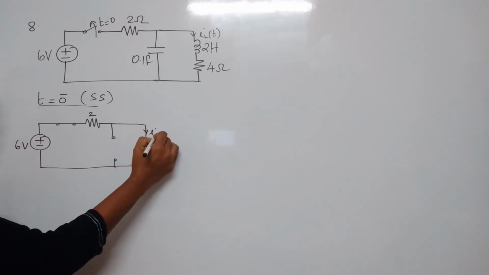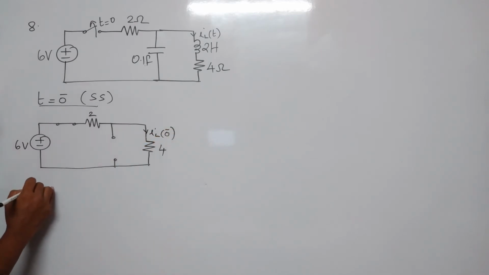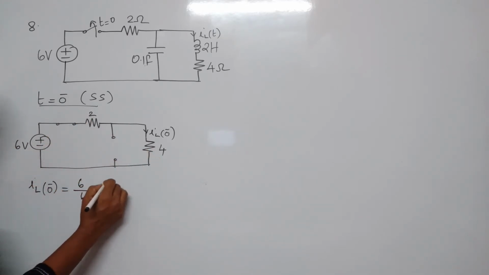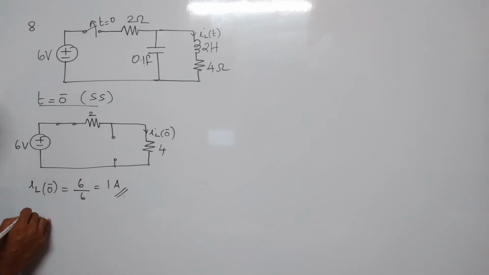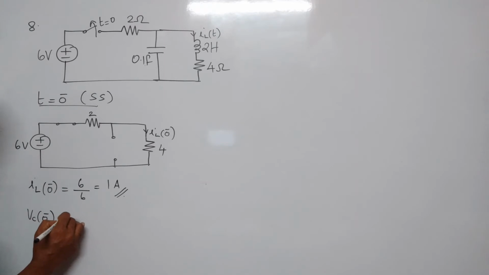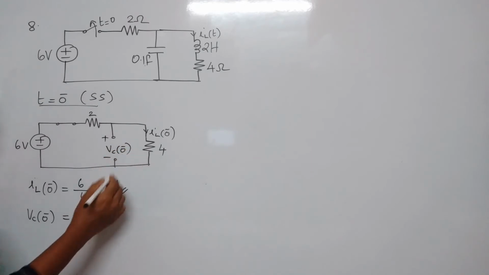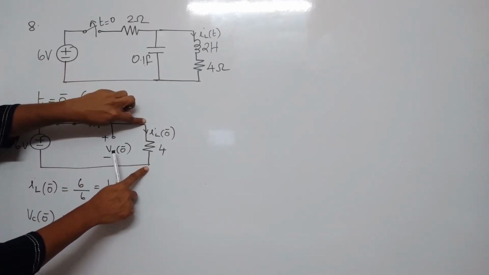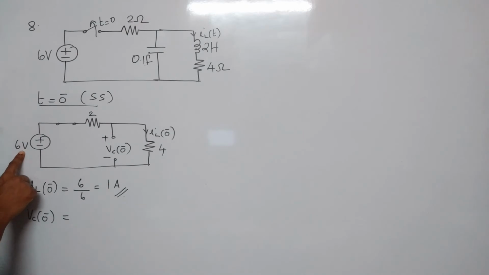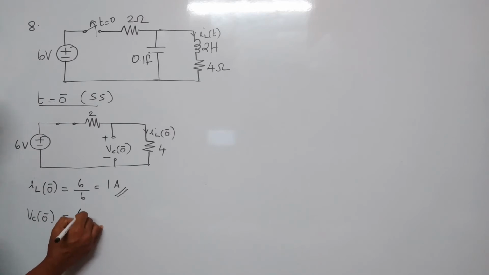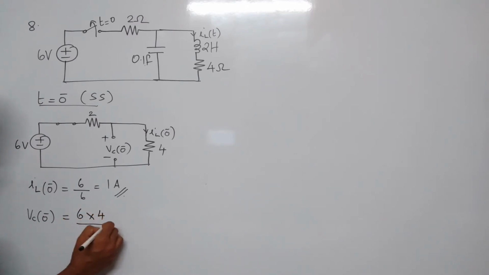So what will be IL of 0 minus? Just one loop circuit. IL of 0 minus will be 6 divided by 6, which is 1 ampere. And what will be Vc of 0 minus? It is the voltage at this point, which is nothing but the drop across 4 ohm. Total voltage 6 is applied, 2 and 4 are in series. So Vc of 0 minus is the total voltage applied times that particular resistance divided by the sum, which is 4 volt.